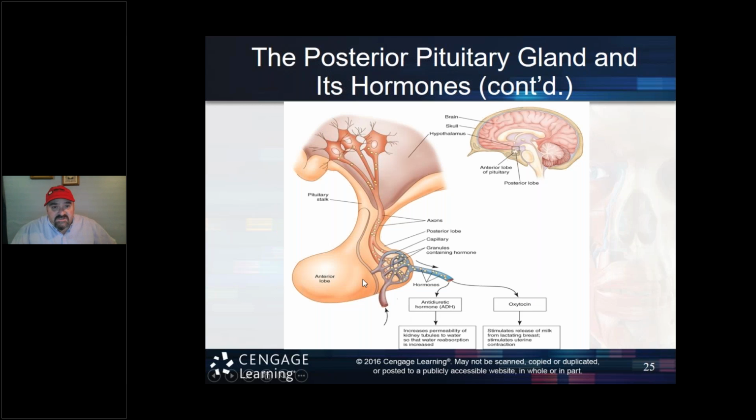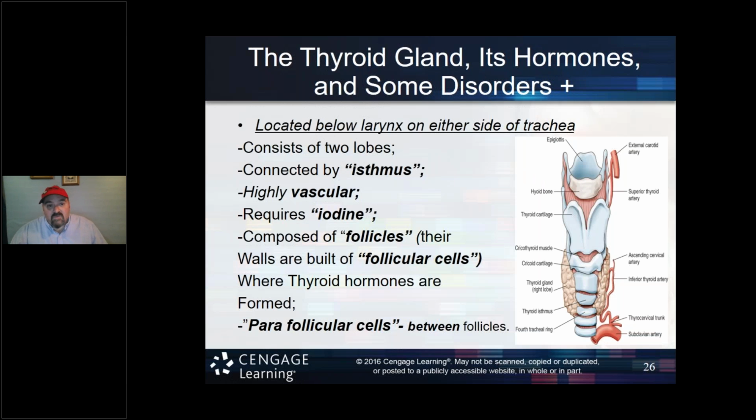And so here you're seeing that connection between the hypothalamus via this pituitary stalk, the infundibulum, and the neurohypophysis. And so you're going to have ADH and oxytocin being released from the neurohypophysis, but produced in the hypothalamus. Okay.